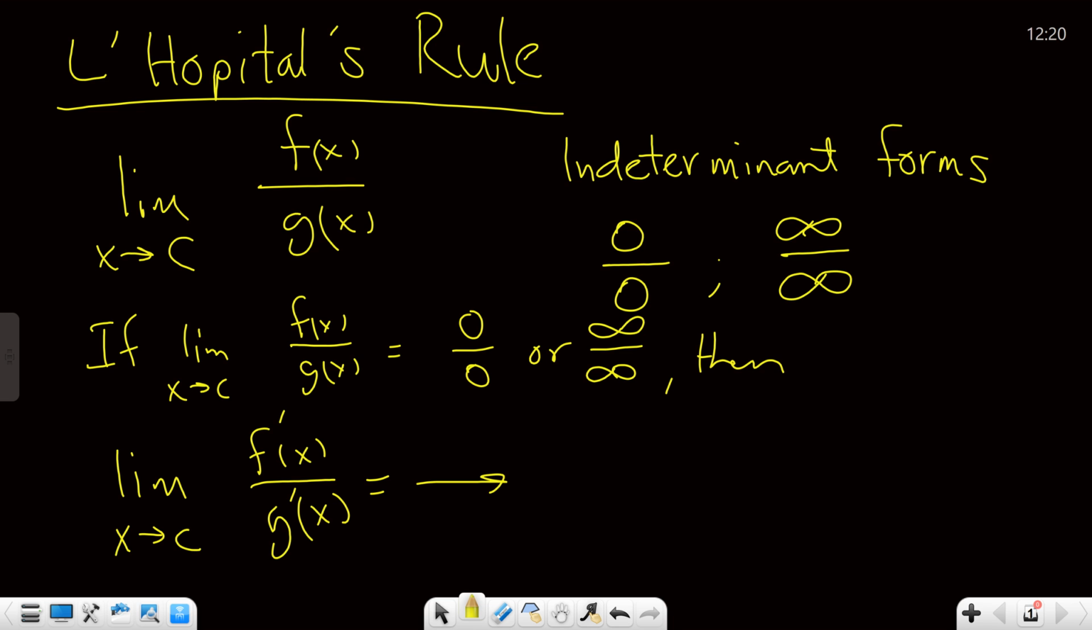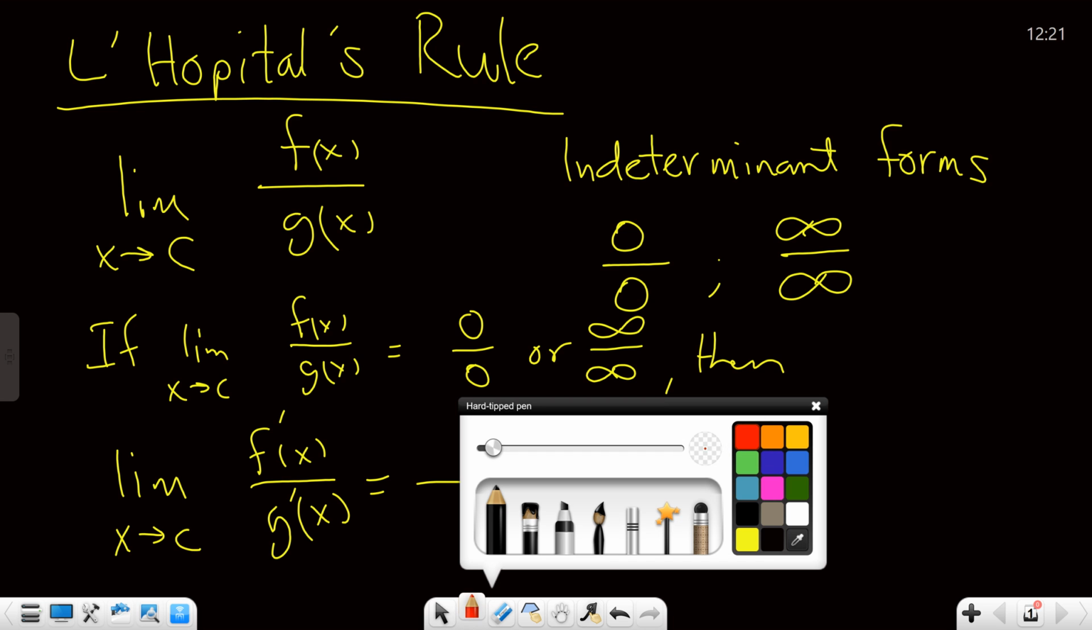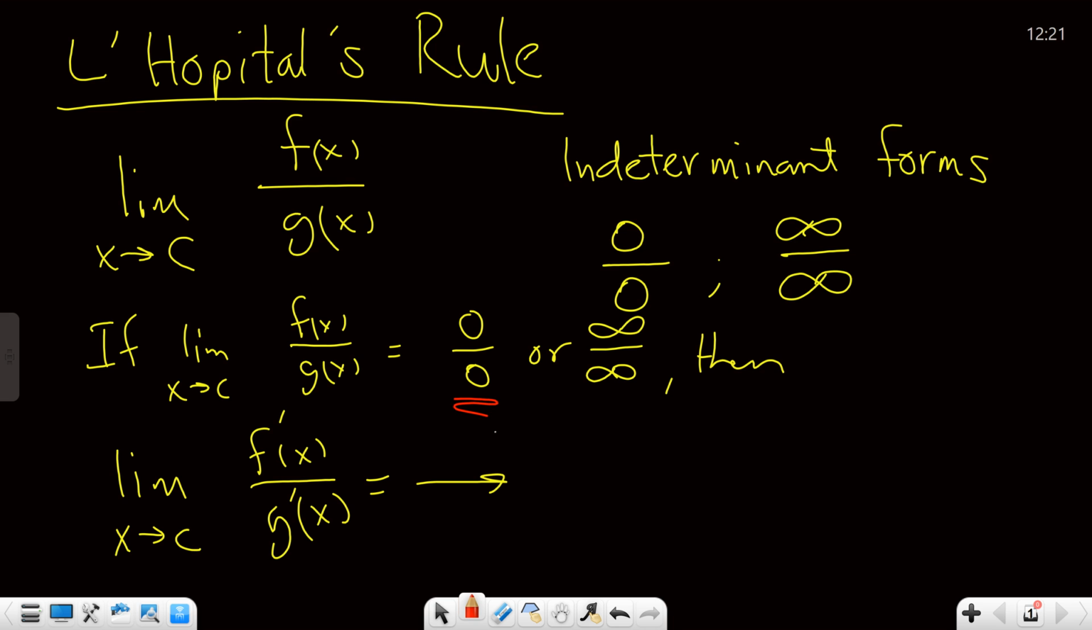Here we go. Okay, so let's look at an example here. I will warn you, what some of you are going to do is you're going to start applying L'Hopital's rule to every limit that you do from this point on. You have to check to see if it's one of these indeterminate forms first. If it's not 0 over 0 or infinity over infinity, L'Hopital's doesn't work. Okay?